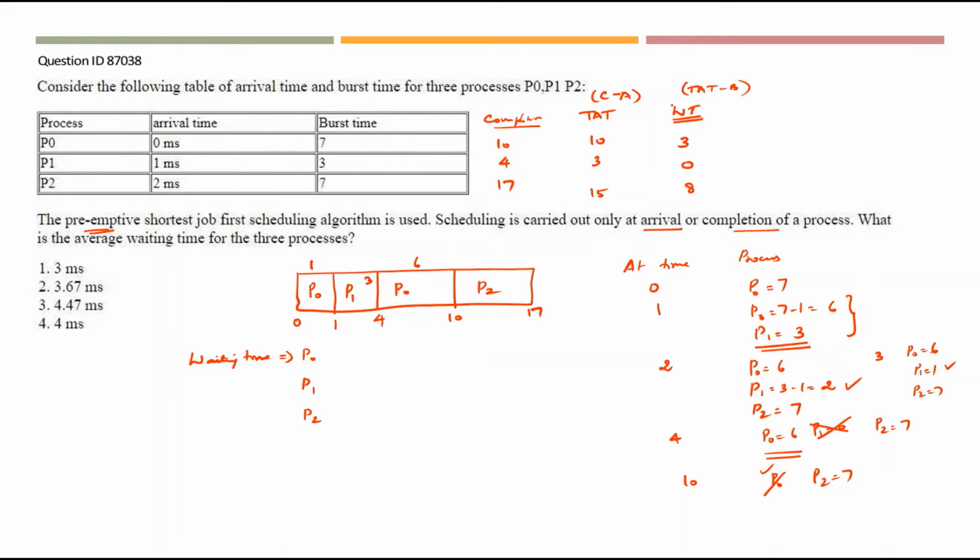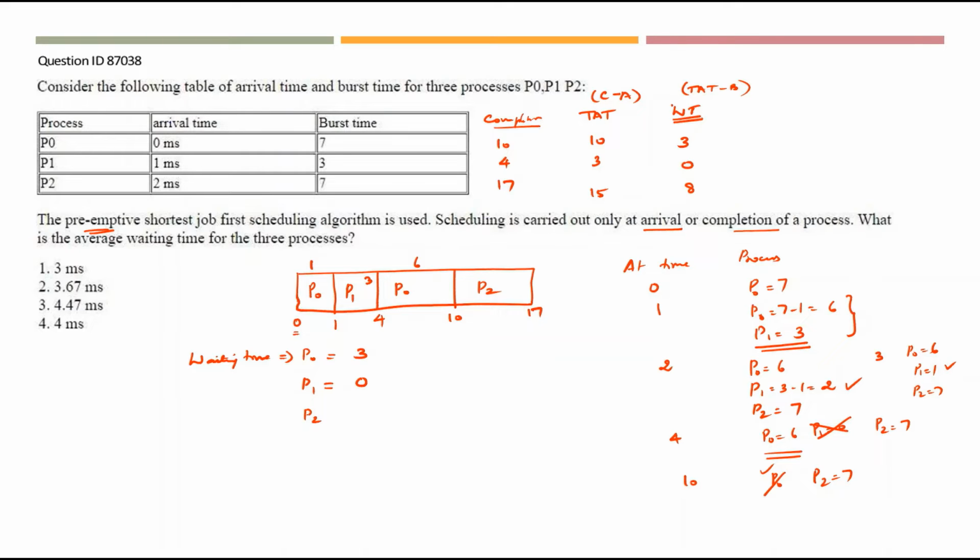In short, without getting into detail in this chart, we can also find. Just find when is P0 starting. It came at 0 and it started immediately. Again, in between it has waited for 3 milliseconds. So the wait time of P0 will be 3. Again it started its execution at 4 and it continued till 10. So there is no wait time and the process got over. For P1 there is no wait time at all because it came at 1 and it got executed completely. So in this case P1 will have 0 waiting time.